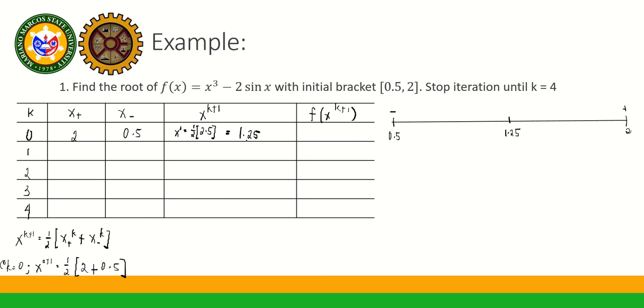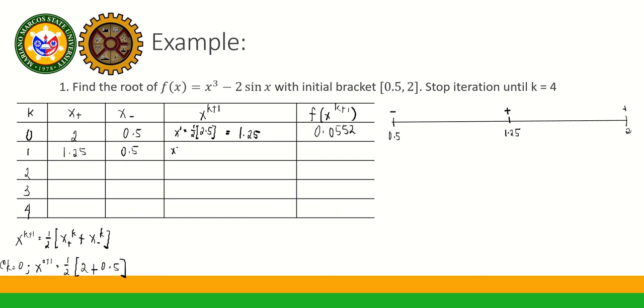Okay. Now, if we try to plug this into our equation, our function, our f of x raised to 1 will be equal to 0.0552, which is a positive value. So, we can say na positive yung ilalagay natin dito na sign. Therefore, our new interval, our new bracket will be 0.5 and 1.25. Negative si 0.5, okay? And then positive natin will be si 1.25. And we repeat this process.